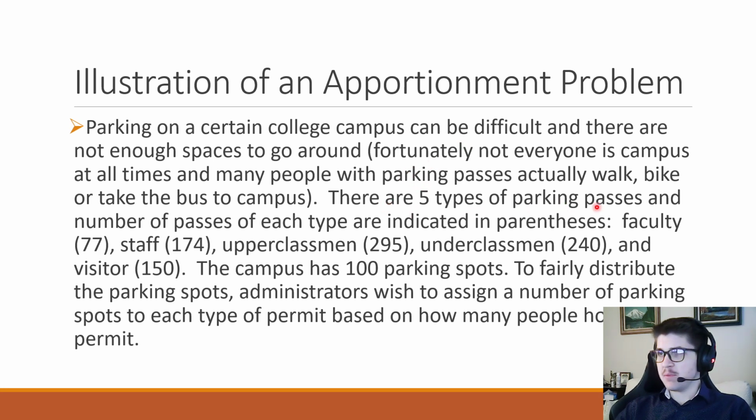There are 5 types of parking passes, and a number of passes of each type are indicated in parentheses. So there's faculty passes, to which there are 77 faculty members who have those passes. There are staff spaces on campus, to which we have 174 staff members. Upperclassmen spaces, 295, underclassmen spaces, 240, and also visitor parking spaces, to which we have 150 permits available.